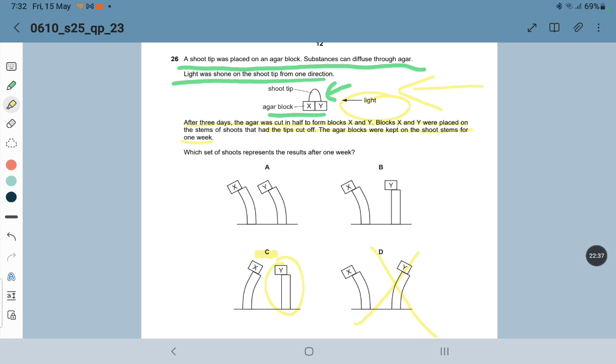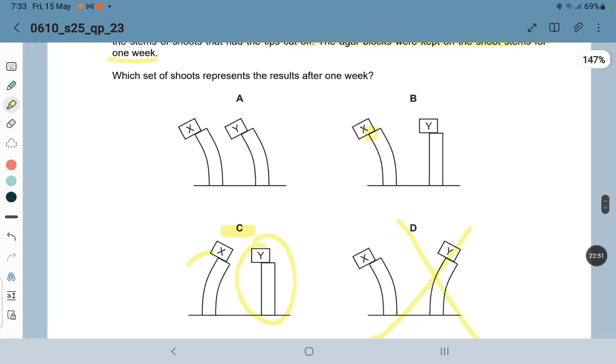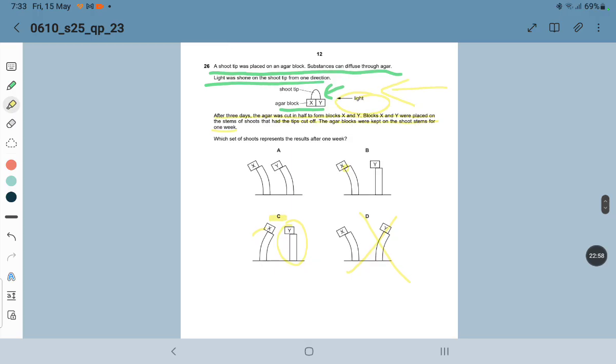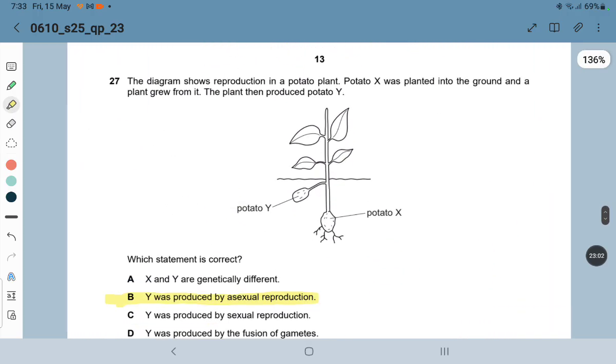The reason why C is correct is because X is still on the remaining side. See here, X is there, right? While that X is on the other side, that part is in the opposite direction, so we need to keep it bending to the right, okay, against what? Against the light source. So this is just a tricky question, you need to understand it well.